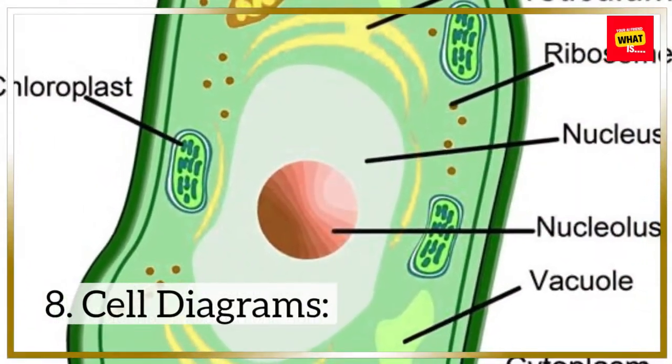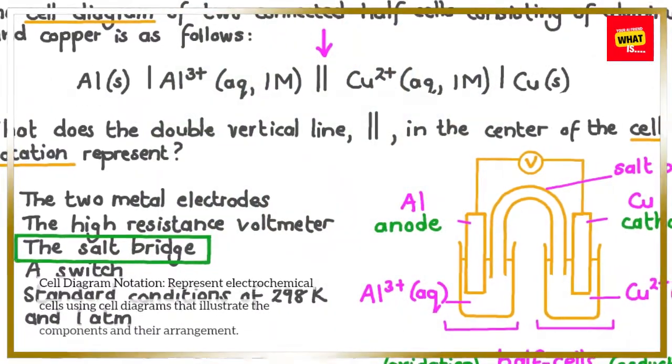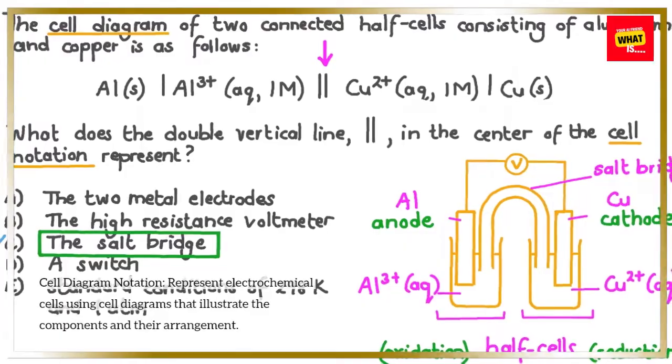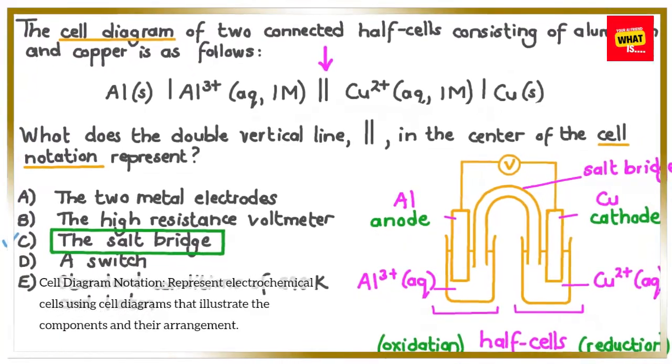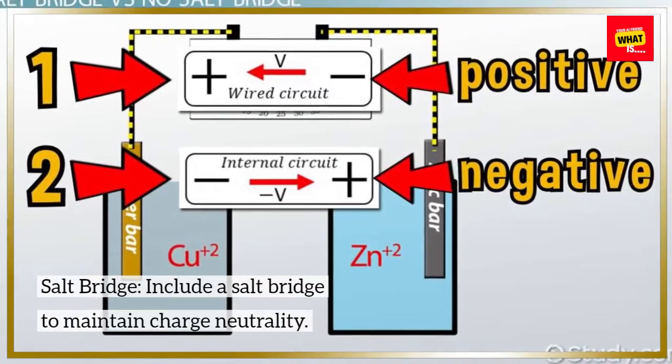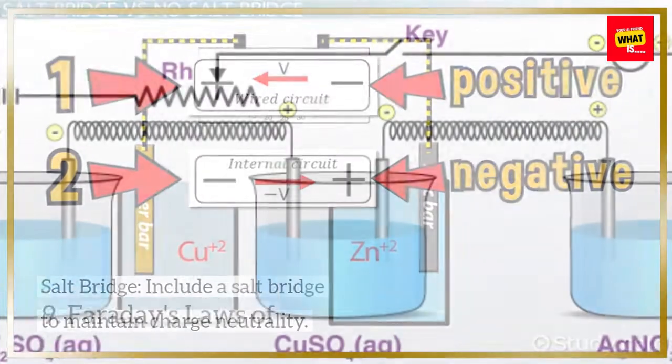8. Cell diagrams. Cell diagram notation. Represent electrochemical cells using cell diagrams that illustrate the components and their arrangement. Salt bridge. Include a salt bridge to maintain charge neutrality.